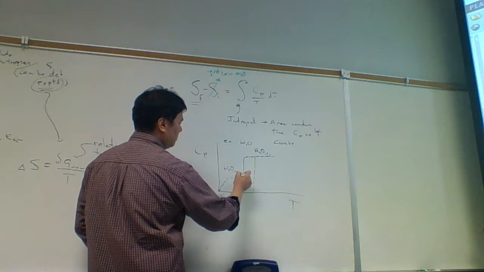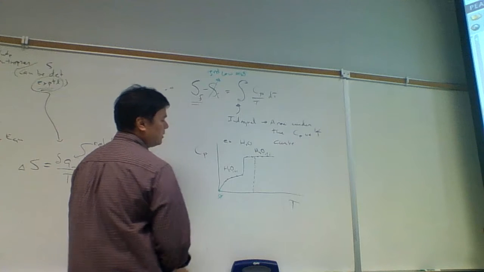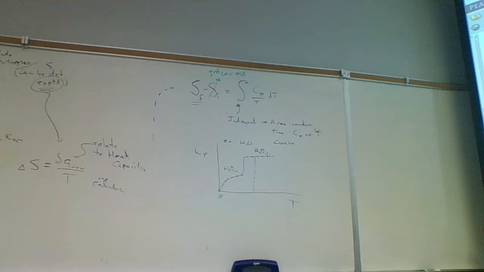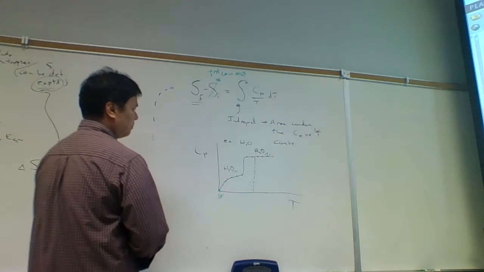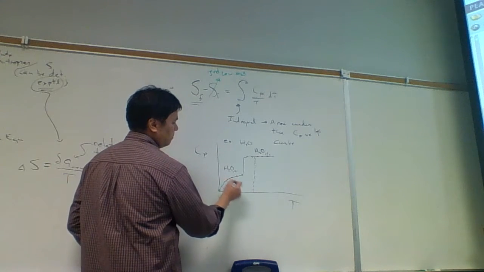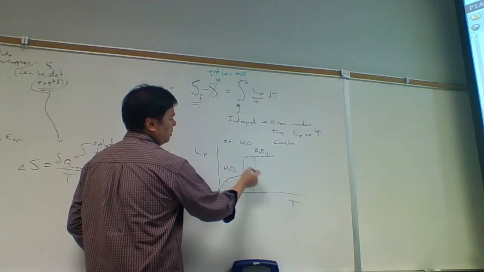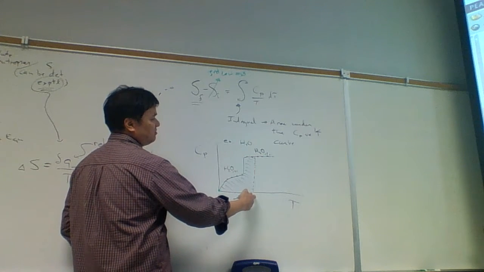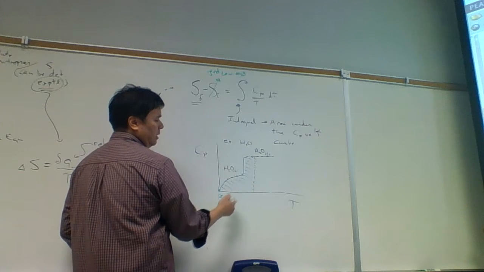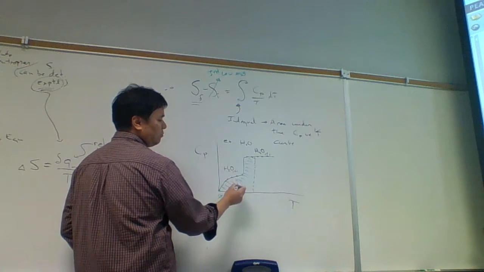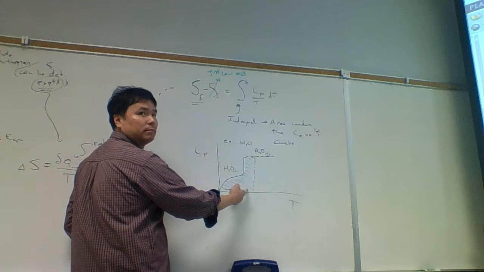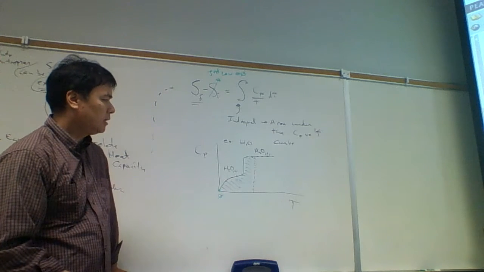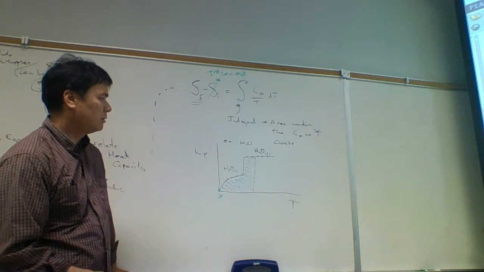There's a big drop here. And then I would just figure out the area under here, starting at 0 and going to T final, which would be 25 degrees C. And this area would be the entropy of water at 25 degrees C. And in fact, I could determine the entropy at any temperature if I have the data.